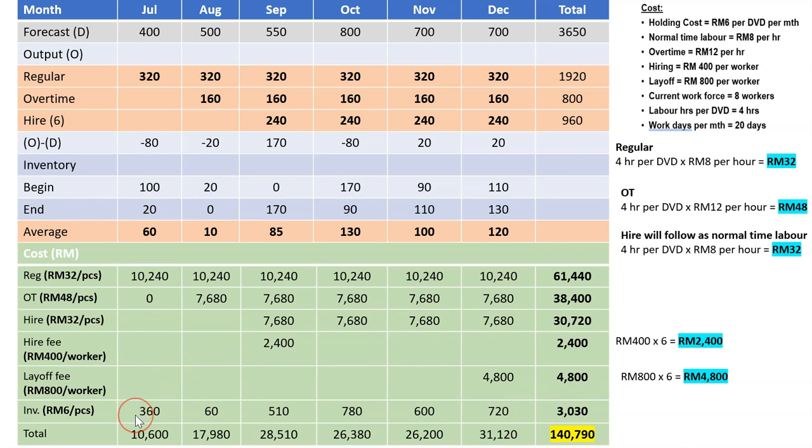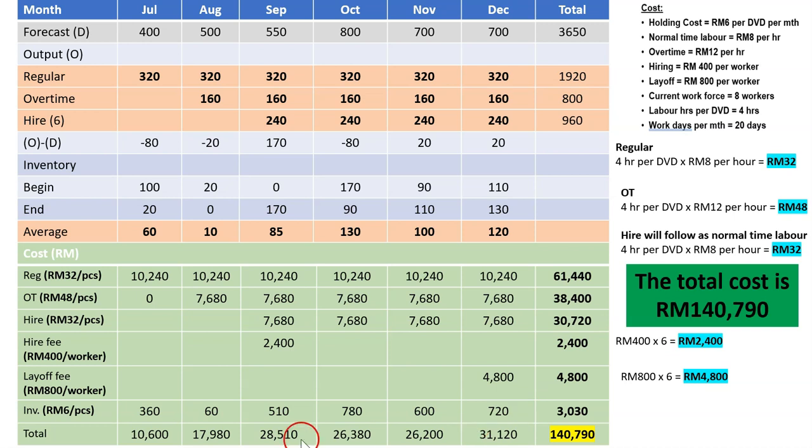Now you can do the inventory. So for inventory, just follow the average. 60 times 6 ringgit, you got 360. 10 pieces times 6 ringgit, you get 60. So you do for all the months and then you sum up. Now you can sum up all the total. It will give you the total cost of 140,790 ringgit. And you can check by calculating each month's cost, and check whether they have the same value as the 140,790 ringgit.